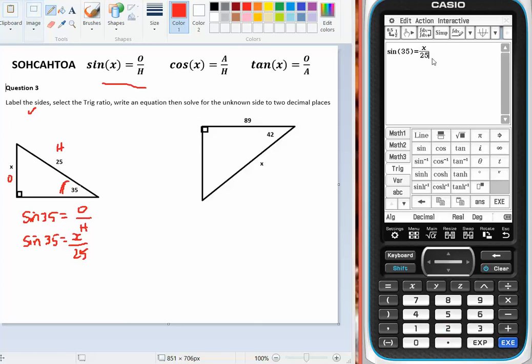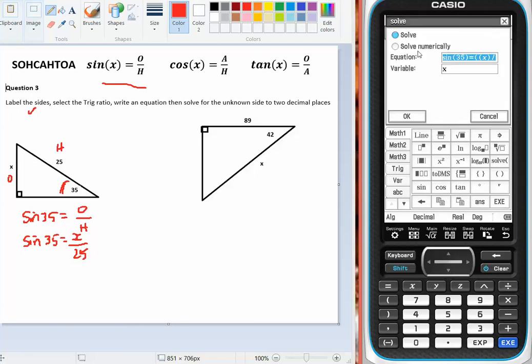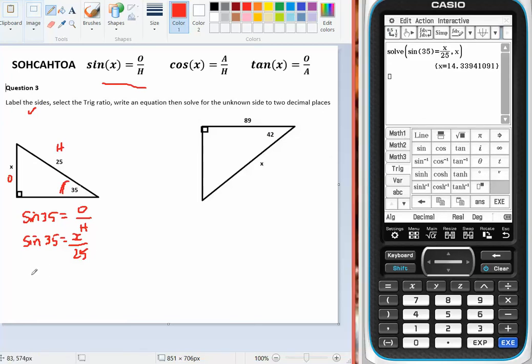Now what I'm going to do is select using my cursor or my finger. Then I go to interactive, advanced solve, and I'm going to solve that equation for the variable x, which is what I used in the equation. I go OK, and it gives me the answer x equals 14.3394. I'm giving my answer to two decimal places. The 9 is large, therefore x equals 14.33.